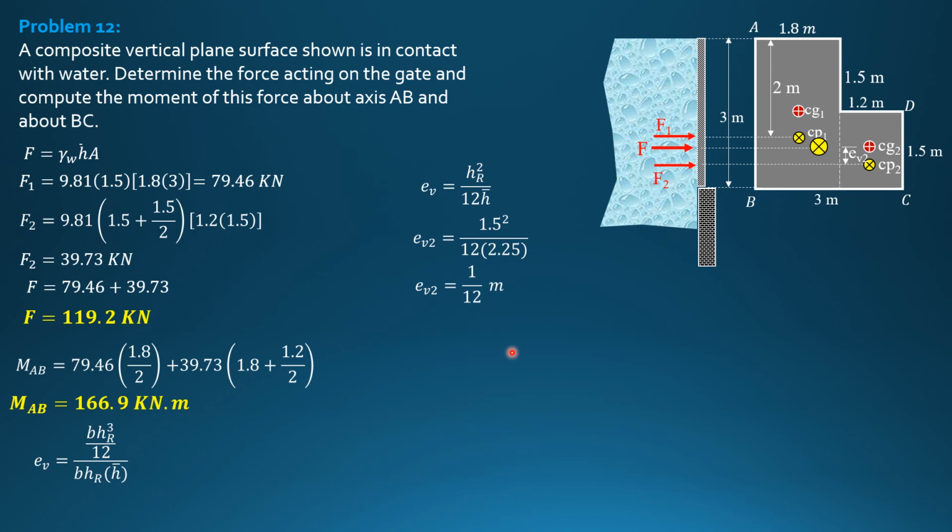So therefore, moment about axis BC is F1 times 1, 79.46 times 1, plus 39.73 times quantity 3 minus 2.25 minus 1 over 12, EV2. So again, this distance is 3 minus bar H2, which is 2.25, minus EV2. So moment about BC is equal to 105.9 kilonewton meter.